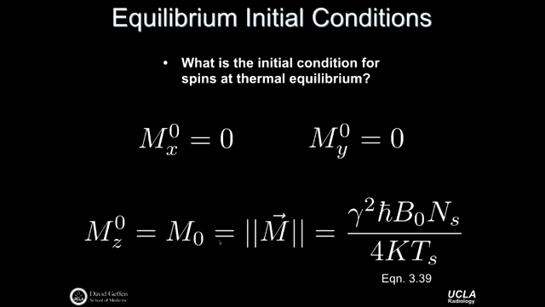Along the Z-axis, things are a little bit different, and I can describe them in slightly different ways. The initial condition for my Z magnetization, sometimes I just call M naught. This is something like the thermal equilibrium value of the magnetization. It's the magnitude of my bulk magnetization at equilibrium.